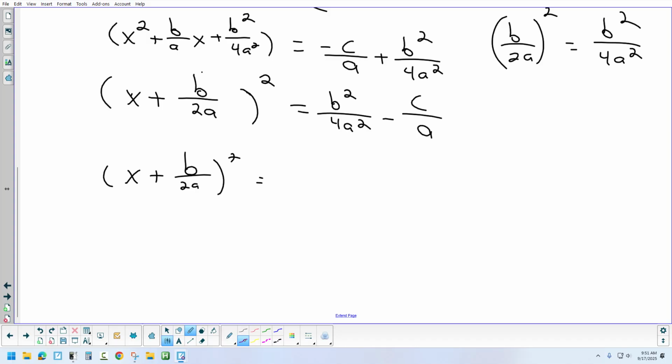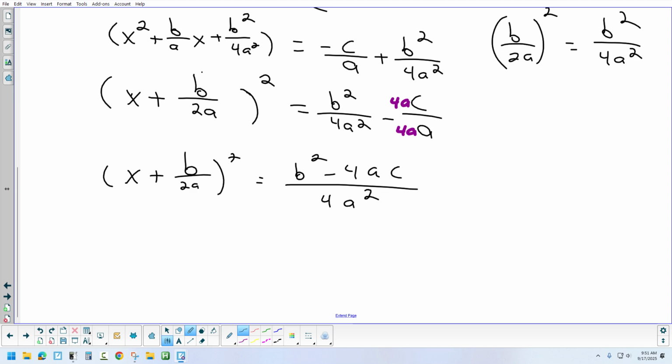So we're going to try to get a common denominator of 4a squared. That means I need to multiply the bottom by what? Yep. By 4a. I need to multiply that by 4a, and that means I need to multiply the top by 4a, minus 4ac. Okay, so let's keep going. Now we've got b squared minus 4ac all over 4a squared.